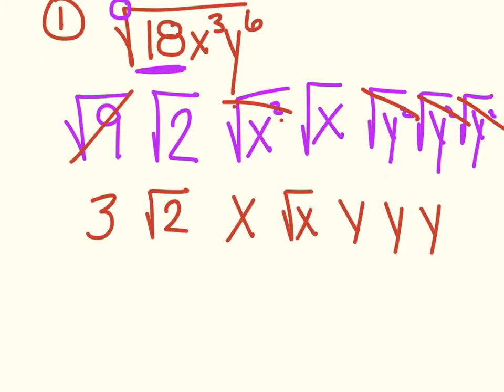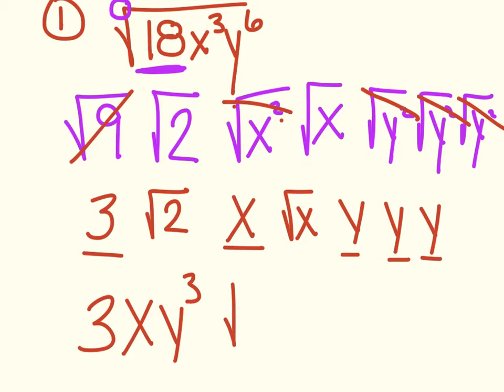Now I'm just going to multiply my terms together. I have a 3 and an x, and a y times y times y is y cubed. And then in the radical, I'm left with the 2 and the x. So I broke radical 18, x cubed y to the 6th, down to this. Now you know you're right as long as this number isn't bigger than 2, because that's the square root.